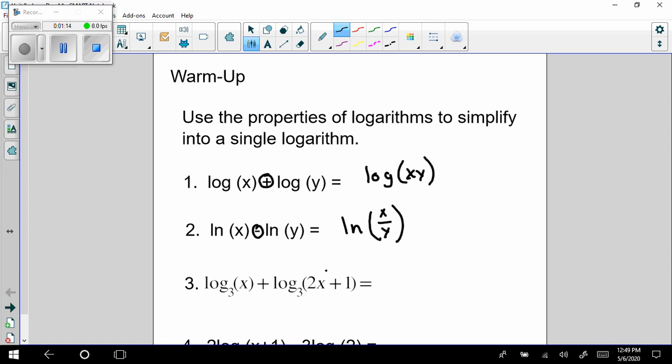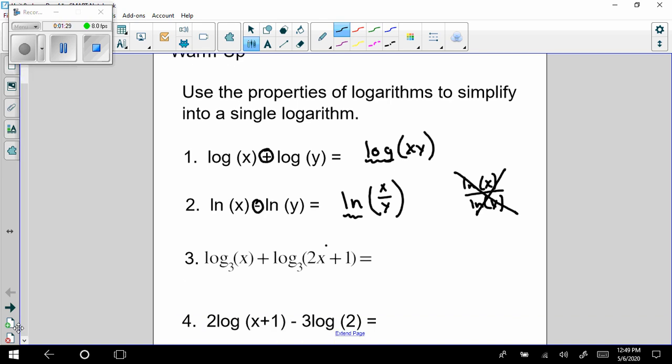Okay, so oftentimes I see this written like this. And that is absolutely incorrect. Notice I have a single natural log or a single logarithm. Only one.